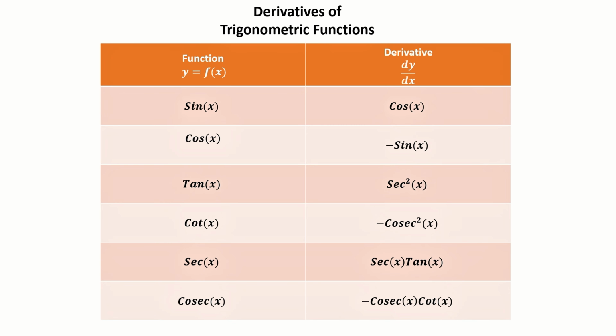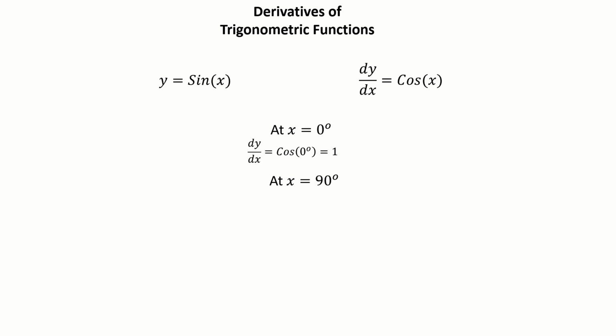So let's now visualize the derivative of the sine of x. We have the function y equals sine of x, and we just found that its derivative is cos of x. Let's calculate the derivative at x equals 0 degrees. The derivative of sine at x equals 0 is 1, and the derivative of sine of x at 90 degrees is 0.